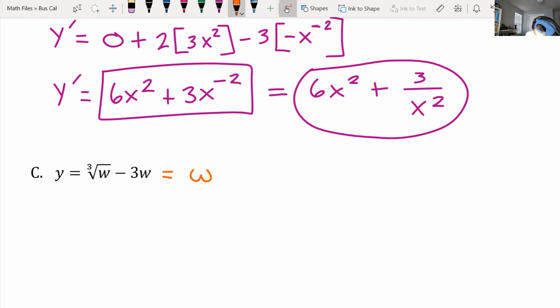Third. Good. W to the 1/3 minus 3W. There we go. And now we are ready for the derivative. All right, so we're going to say y prime is equal to, and let's start. What is the derivative of W to the 1/3?